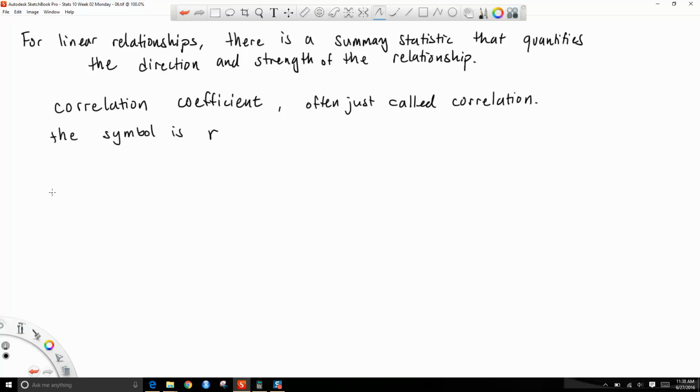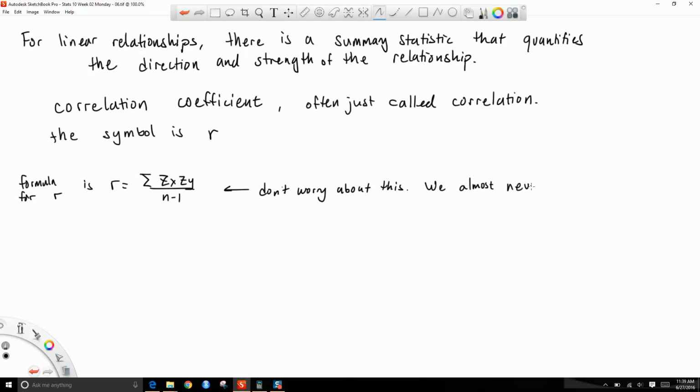The correlation is determined by a slightly complicated formula, but we're not going to worry about calculating the correlation by hand. I'll put down the formula for correlation, but you don't have to learn it. The formula for R is equal to the sum of the product of zx and zy, over n minus 1. But don't worry about this, because in truth, no one calculates correlation by hand. We almost never calculate correlation by hand.